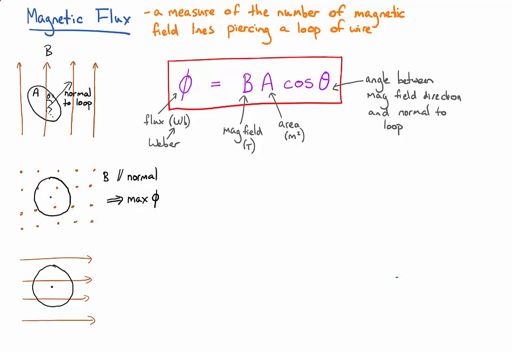flux. In another situation, which I've drawn at the bottom of the page here, the magnetic field lines are now going to the right, and the loop of wire, which is a bit wonky, is still in the same direction, so its normal is pointing out of the page. In this case, our magnetic field is perpendicular to the normal. And if theta, the angle between the normal and the magnetic field, is 90 degrees, which is when it's perpendicular, cos of 90 degrees is, you guessed it, 0. So you get 0, or minimum flux.